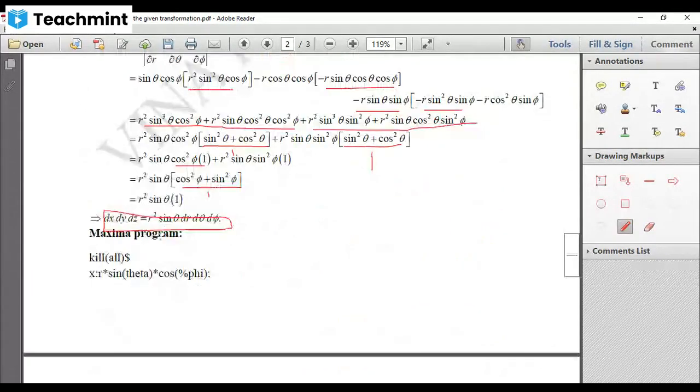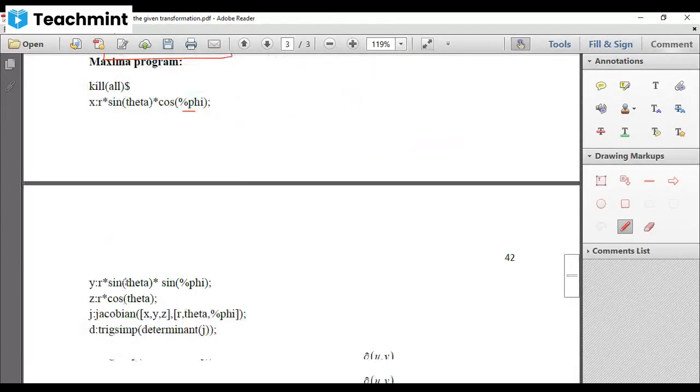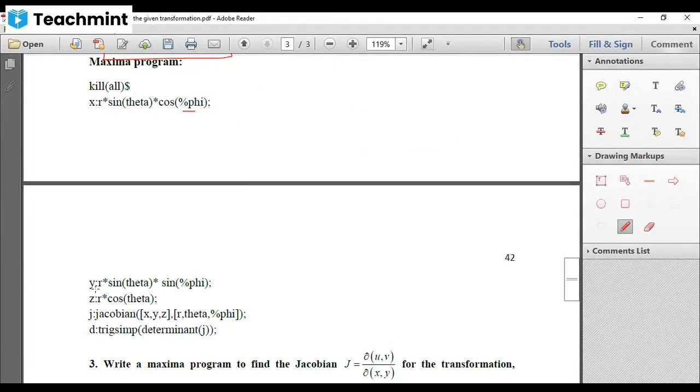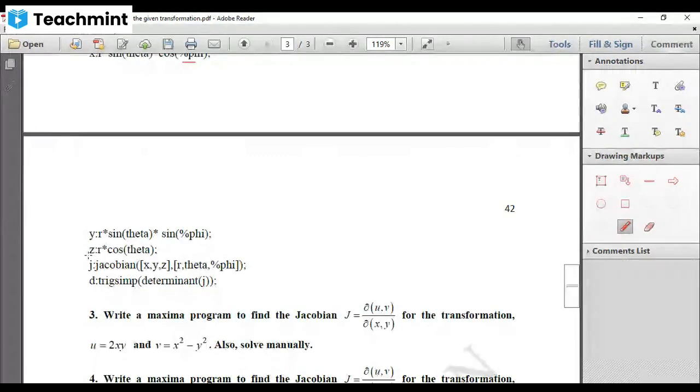Now let us write the maxima program. As usual, kill all. Here dependent variables are x, y, z. So x is given by x colon r star sin theta into cos phi. Phi is a built-in function, so percentage phi with semicolon. Then y is assigned with y colon r star sin theta into sin percentage phi semicolon. Z is assigned with r into cos theta semicolon.